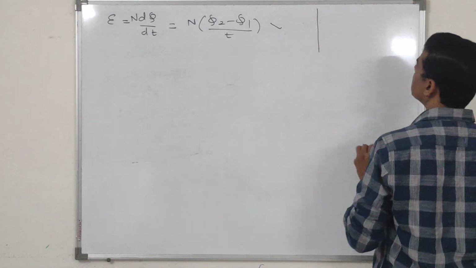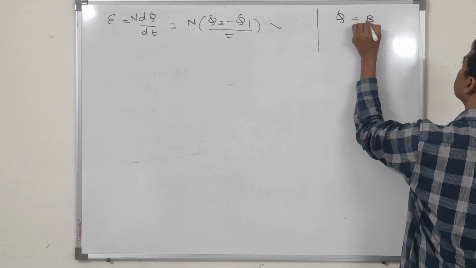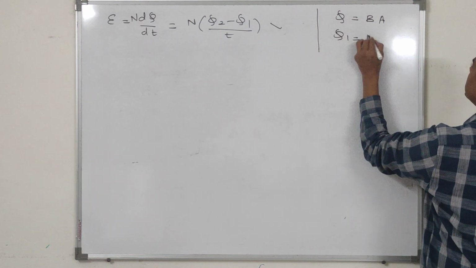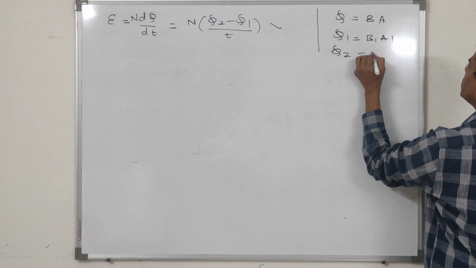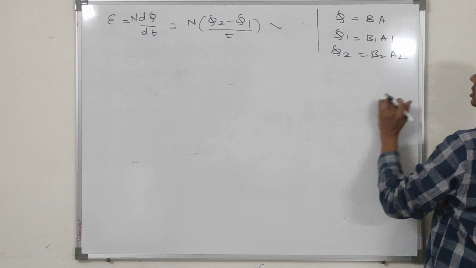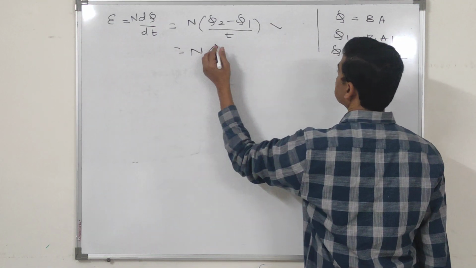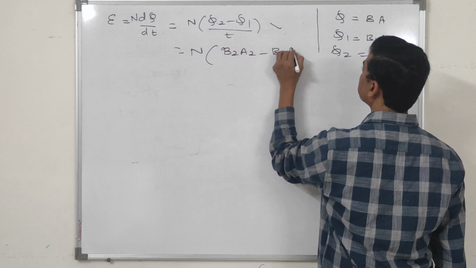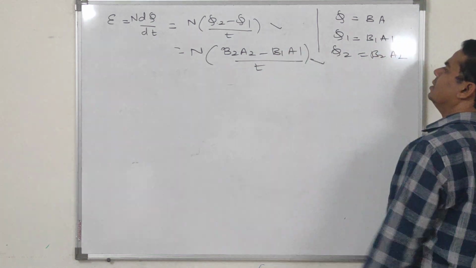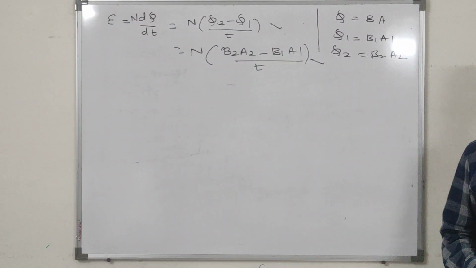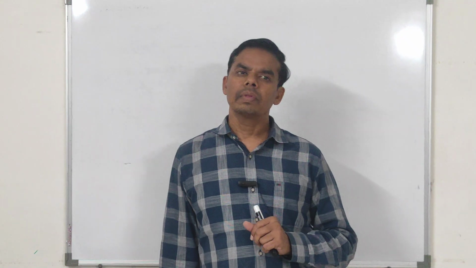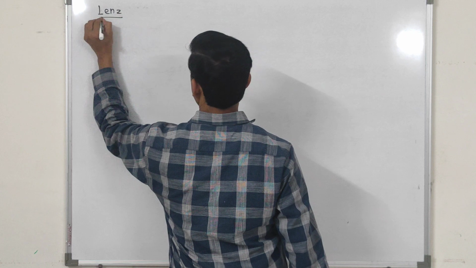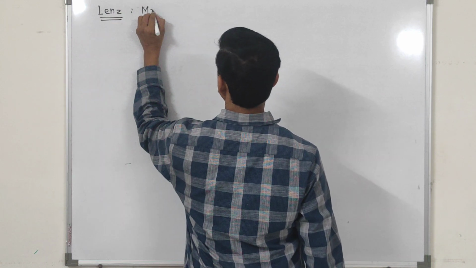Also, we are aware of the fact that magnetic flux is equal to magnetic induction into area. So suppose phi 1 is equal to B1 A1 and phi 2 is equal to B2 A2, that is magnetic induction into area of the coil. Then we will modify this formula as B2 A2 minus B1 A1 upon t. So this is the general formula for Faraday's law of electromagnetic induction. Now, the scientist Lenz modified this Faraday's law.